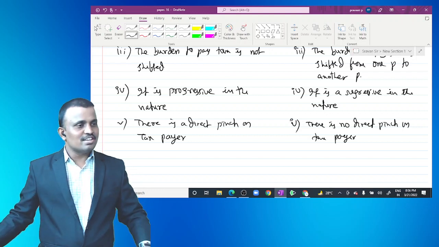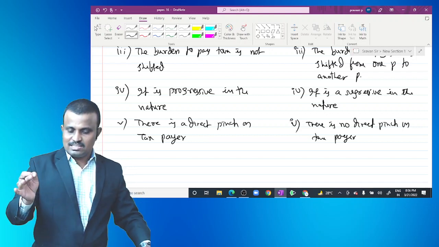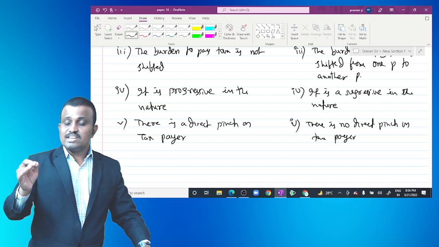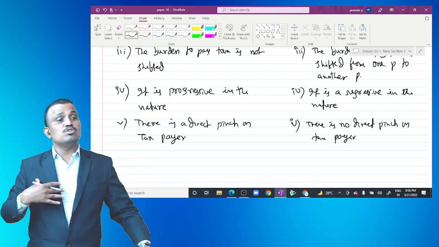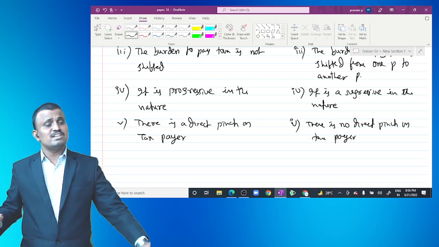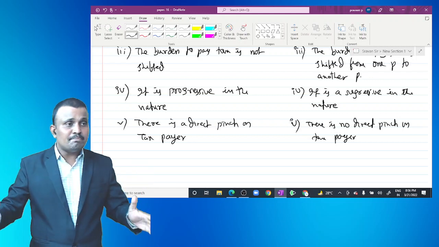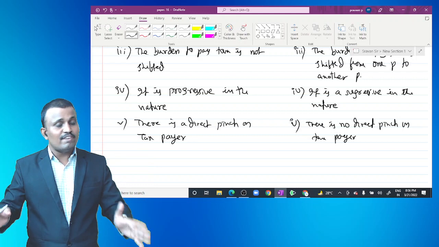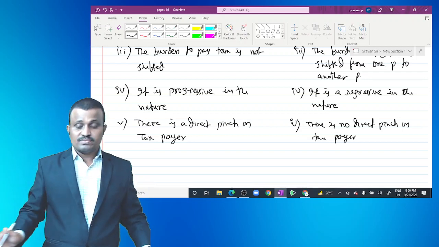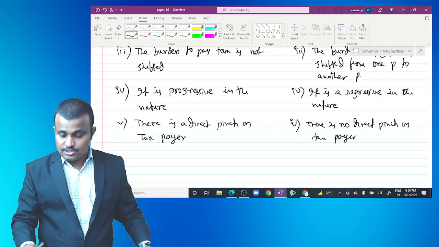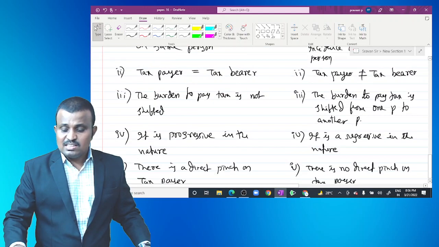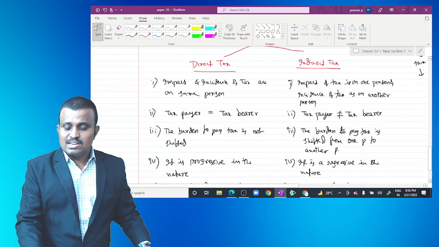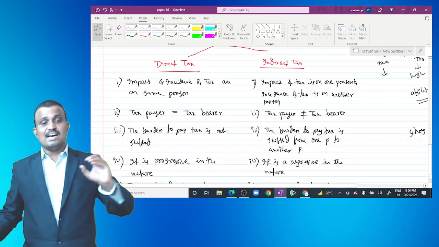Majority of the persons escape from the payment of the tax. But here the important point is the direct pinch. Every person who has income knows the fact of payment of tax. But in case of indirect tax, every party pays the tax without knowing whether they pay the tax or not. That is called direct pinch. So these are the differences between direct tax and indirect tax.